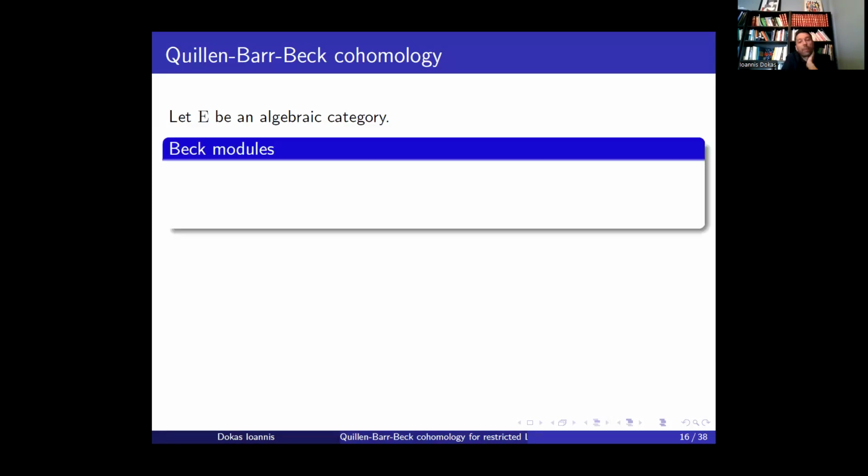Then we have to define Beck modules. And the name is after Beck because Beck, in his thesis, tried to answer the question, what should be the right notion of coefficients for a cohomology theory? He considered this notion of module, which now we call Beck module. So let me give the definition of a Beck module.